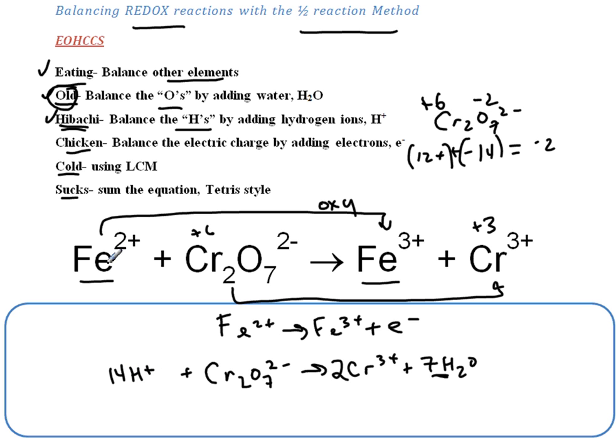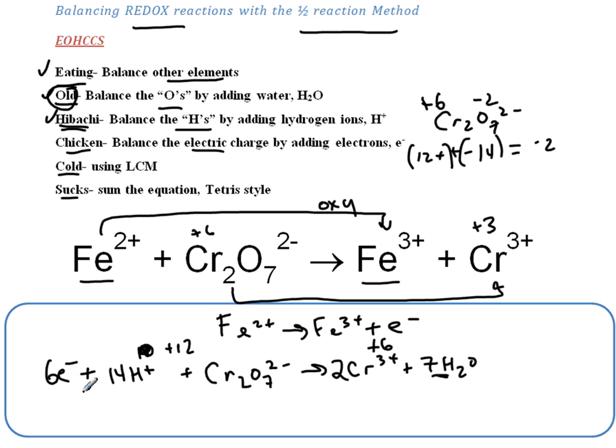Boom. CHICKEN stands for balancing charge. So when I go to balance charge on this overall side, this has a 0 charge right here, nothing. Coefficient times the charge, so 2 times 3 is going to be positive 6 on this side. If I look here, 14 times a positive 1 is 14, but this is going to be 1 times a -2, so the overall charge on this side, -2 plus 14, is going to be 12, which means I need to add 6 electrons to this side.